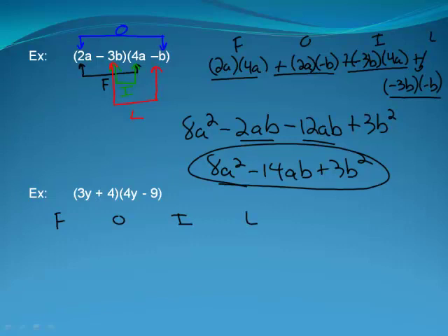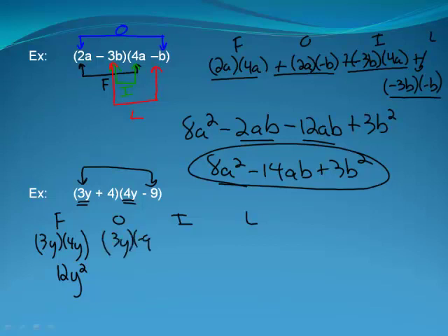All right, so let's FOIL out this problem. We've got the first two, that would be the 3y and the 4y. So we've got 3y times 4y, and I'm going to go ahead and just do that multiplication. That gives me a positive 12y squared. Outermost terms would be 3y times minus 9. 3 times minus 9 is minus 27, and there's a y attached to that.